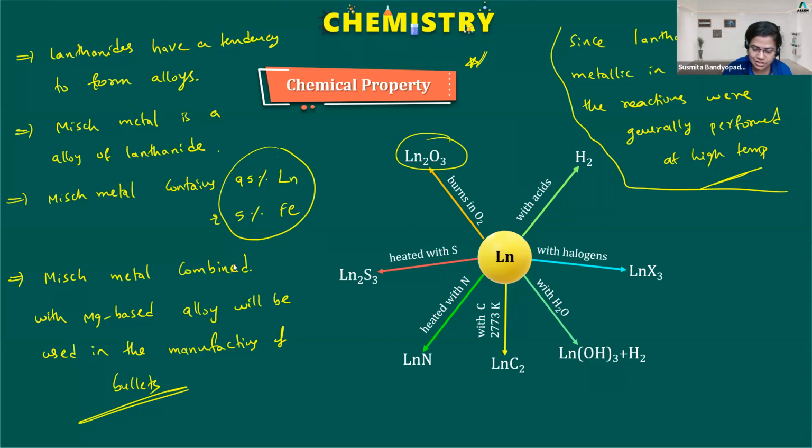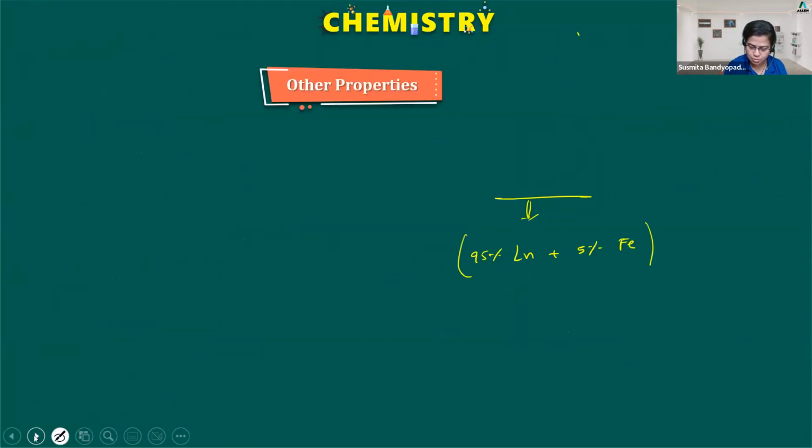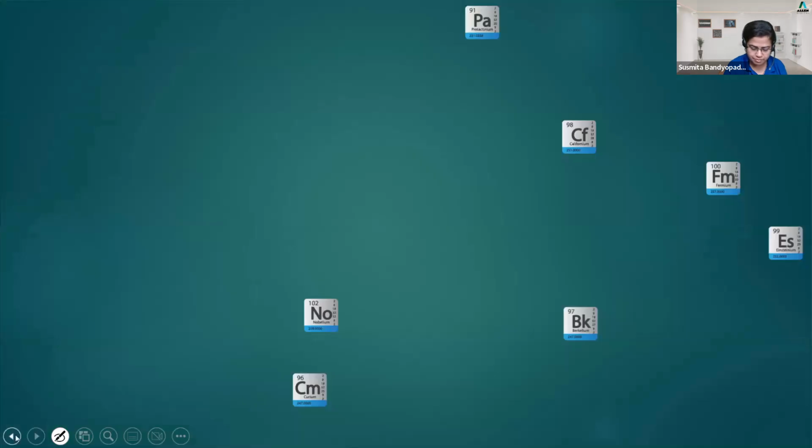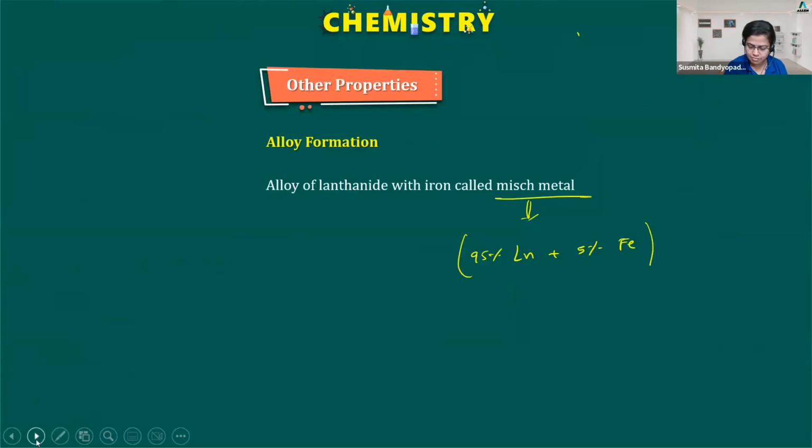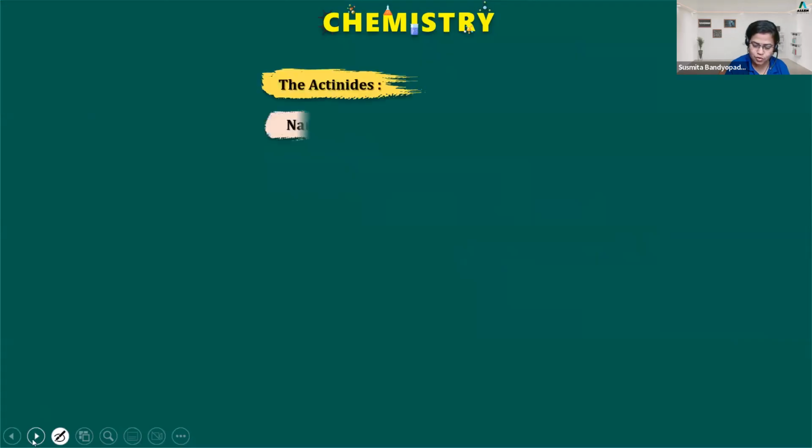Lanthanoids have a tendency to form alloys. Lanthanides are metals, right? So 95% lanthanides, 5% Fe. Remember mish metal. When it is combined with a magnesium-based alloy, it will be used in the manufacture of bullets. I have seen questions on mish metal. Remember, 95% lanthanoids and 5% Fe. Lanthanides can form alloys.